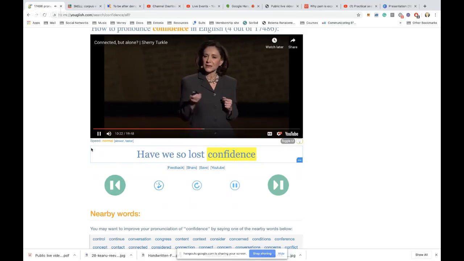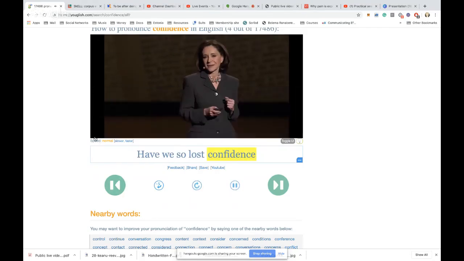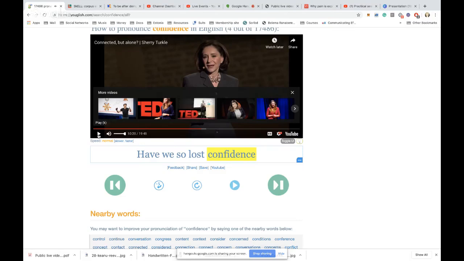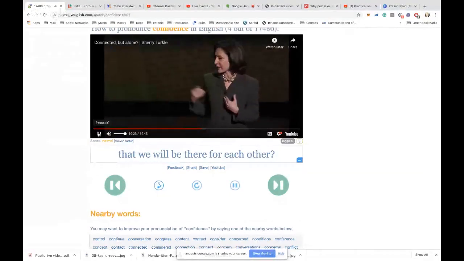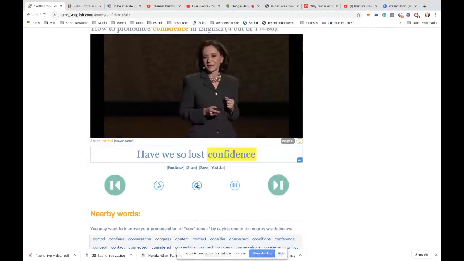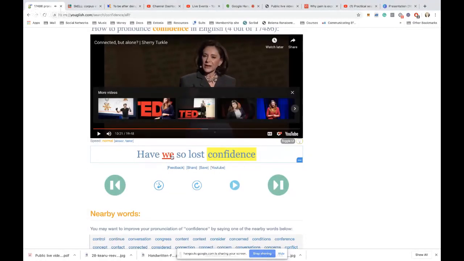Have we so lost confidence that we will be there for each other? And you see how I do it? I don't just listen and I don't just click forward, forward, forward until I find something interesting. I listen to each piece very attentively and I repeat, trying to imitate the intonation and the rhythm and the ups and downs of the language, everything.